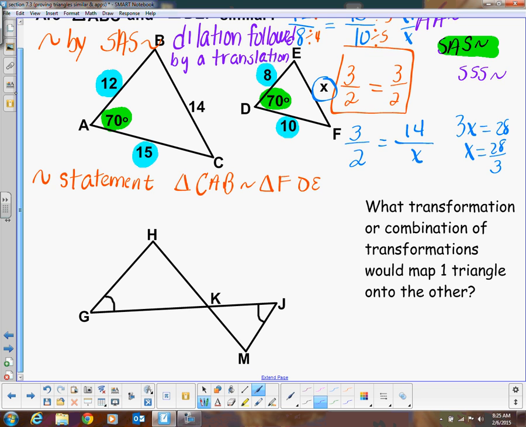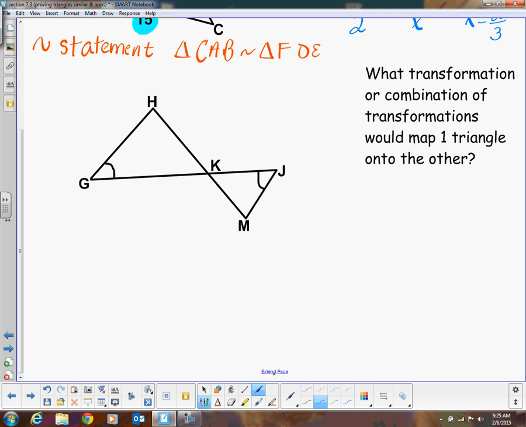All right, now, let's look at this one. Again, are they similar? Your choices, angle, angle similarity, side, angle, side similarity, and side, side, side. Is there one you can definitely eliminate? Why? Well, okay, there's already an angle marked. What else can you eliminate? Why? Do you have any information on sides? So it knocks out both of those.